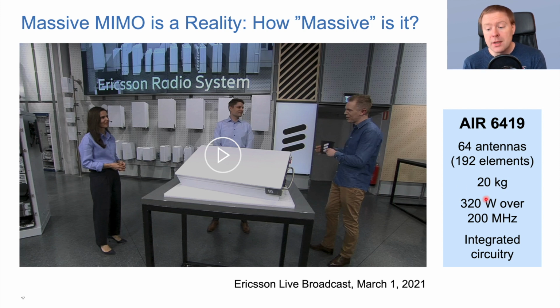Anyway, the whole thing is weighing 20 kilos, and it can transmit 320 watts over 200 megahertz of bandwidth, which is an impressive thing. It's for the 3 gigahertz band, and it has integrated circuitry that is doing all the computations. So essentially, this is what people who have been working with massive MIMO in theory have been imagining for a long time, and now it's actually a reality.